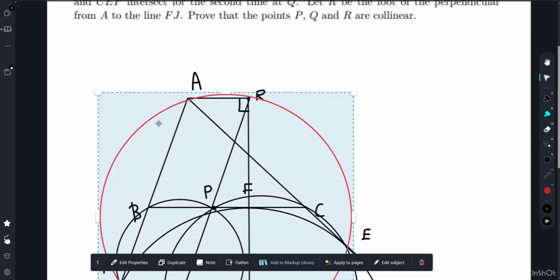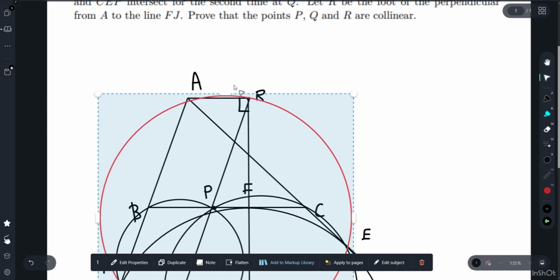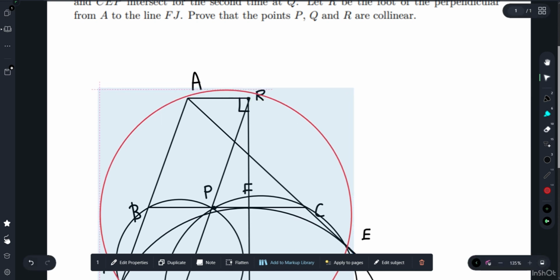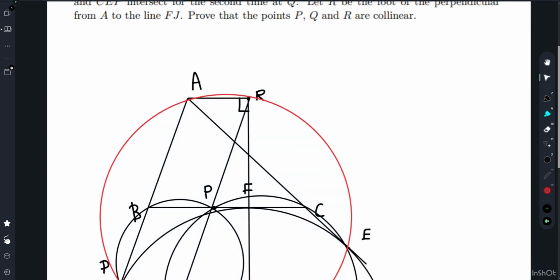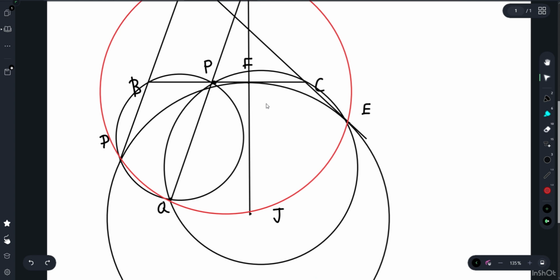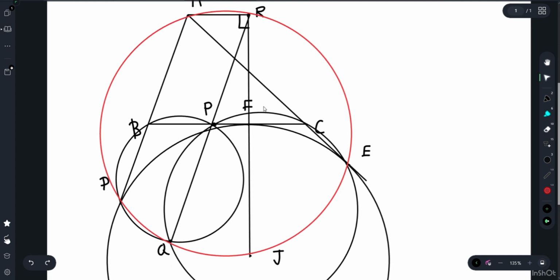And so, what other points are on the circle? J looks like it's on the circle, and so does R. And how can we prove that?